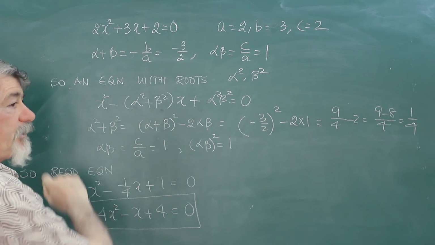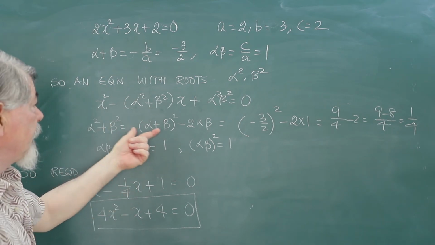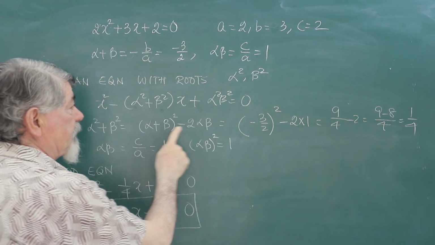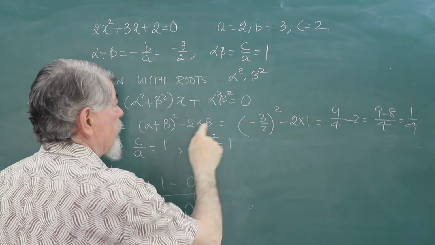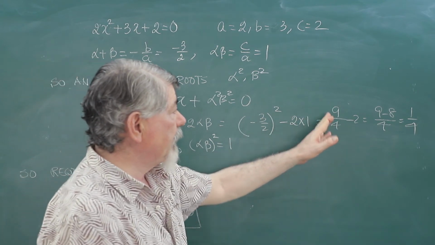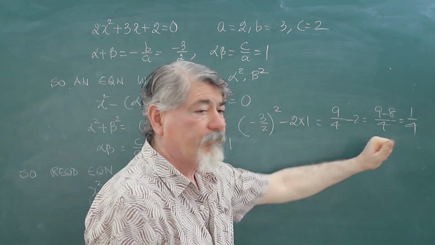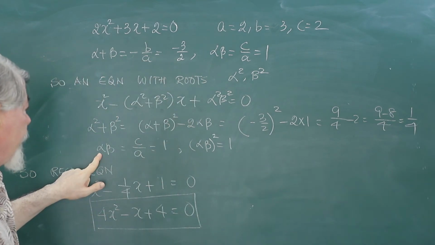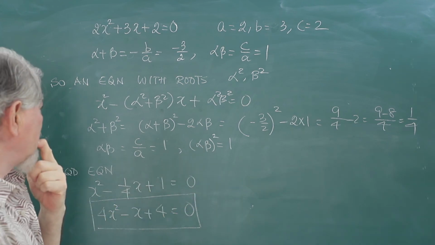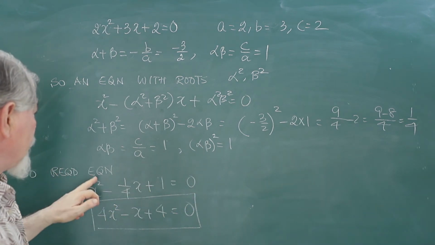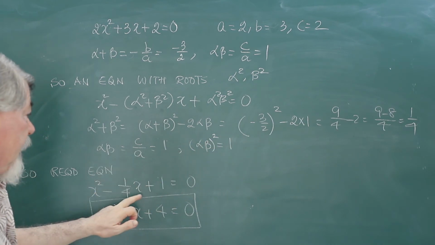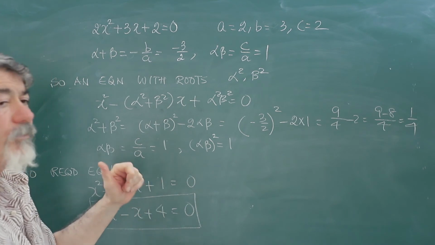Now alpha square plus beta square, again the formula will be used: alpha plus beta whole square minus 2 alpha beta. Alpha plus beta is minus 3 upon 2 whole square, and alpha beta was 1, so minus 2 into 1. When I solve this, I get 9 upon 4 minus 2, or 1 upon 4. Alpha beta is C upon A, which is 1, so the square of that will remain the same, 1 only. So the required equation will be x square minus the sum of roots, which is 1 upon 4, into x, plus the product of roots, which is 1.